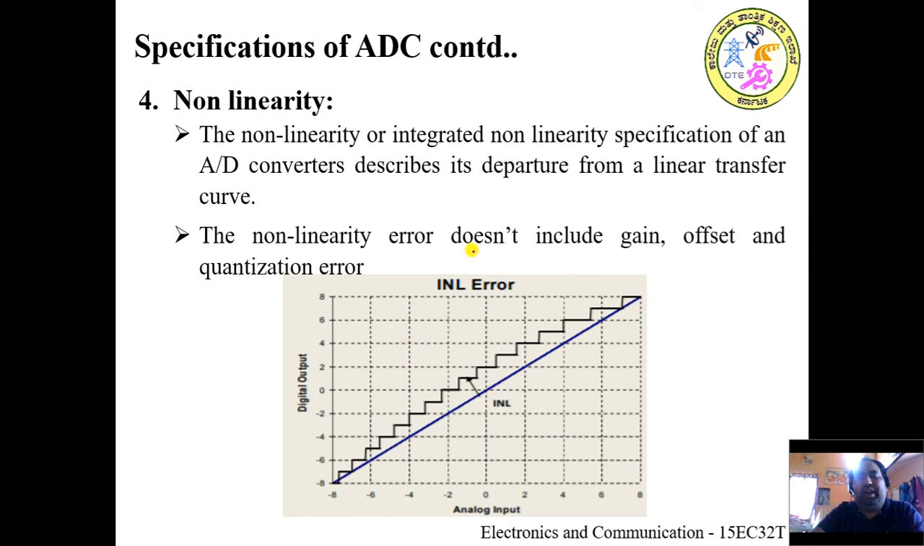The non-linearity error does not include gain, offset or quantization error.